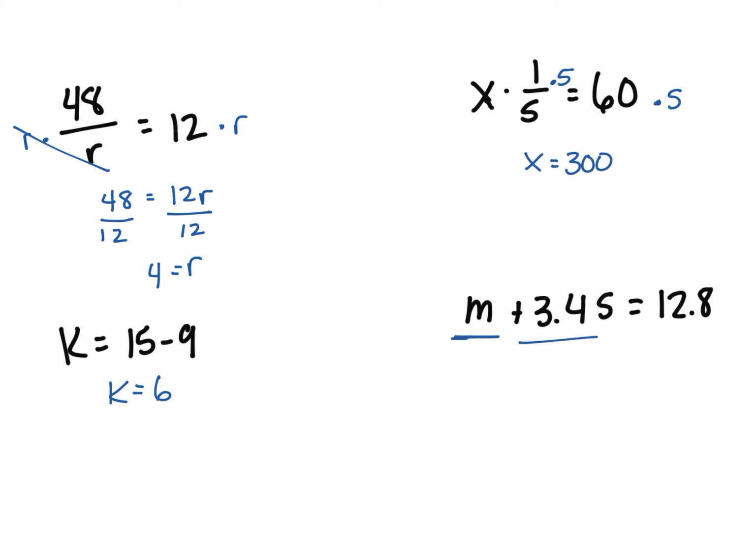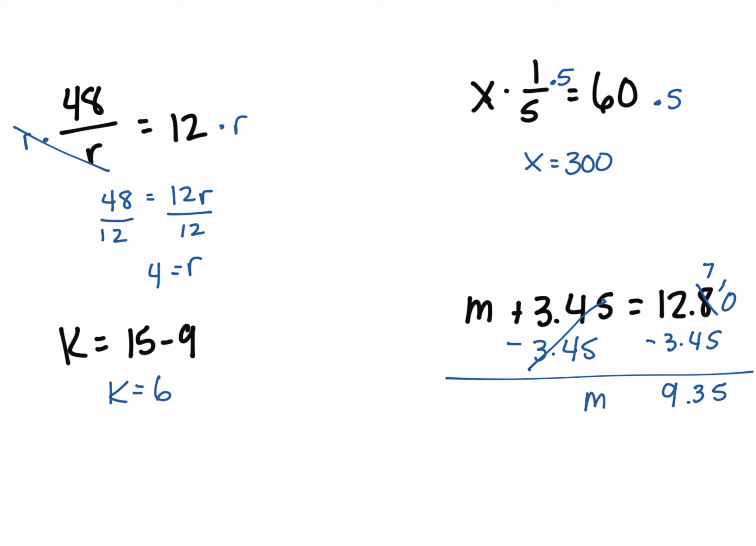I have my variables and my numbers on the same side. I want to sort them so that these ones go over here. To do that, I have to flip it from a positive to a negative and move it over. They leave this side. When we are subtracting or adding, we need to make sure our decimals are lined up. So I need an extra 0 behind there. If I borrow, 10 minus 5 is 5, 7 minus 4 is 3, and 12 minus 3 is 9. So M has to be 935 or 9.35.